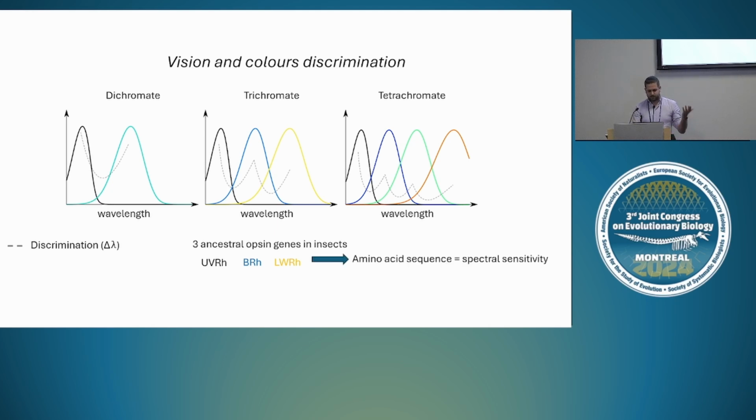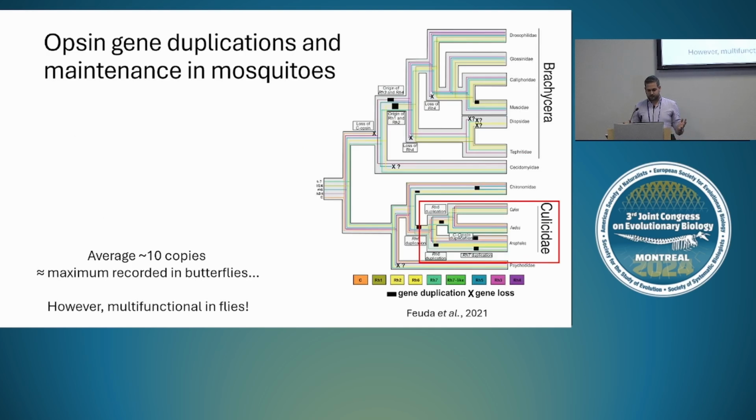And the amino acid sequence will define the spectral sensitivity. So why mosquitoes? In mosquitoes, you have a huge diversification of these opsin genes. They have, on average, around 10 copies of these genes. For comparison, in butterflies, 10 is just an exception, an outlier. Usually we are around 4 or 5.